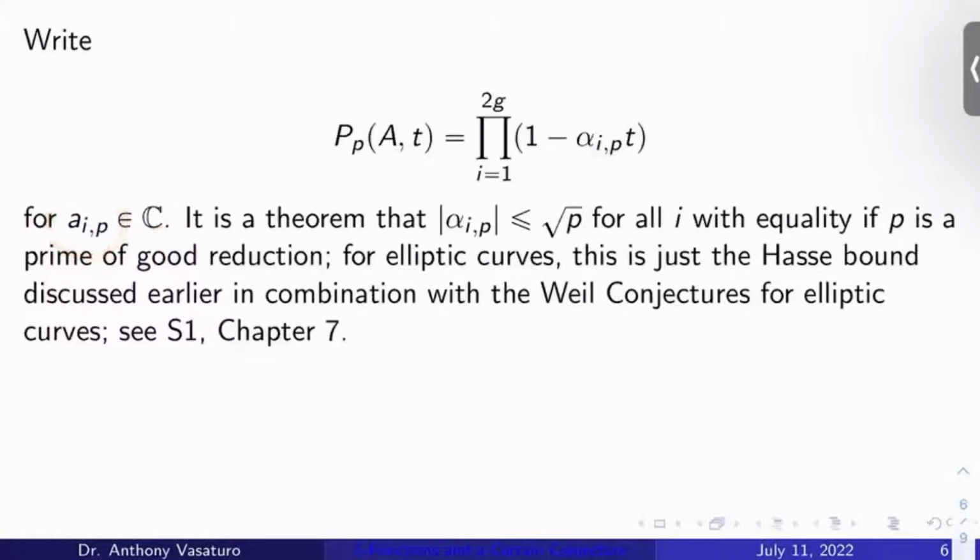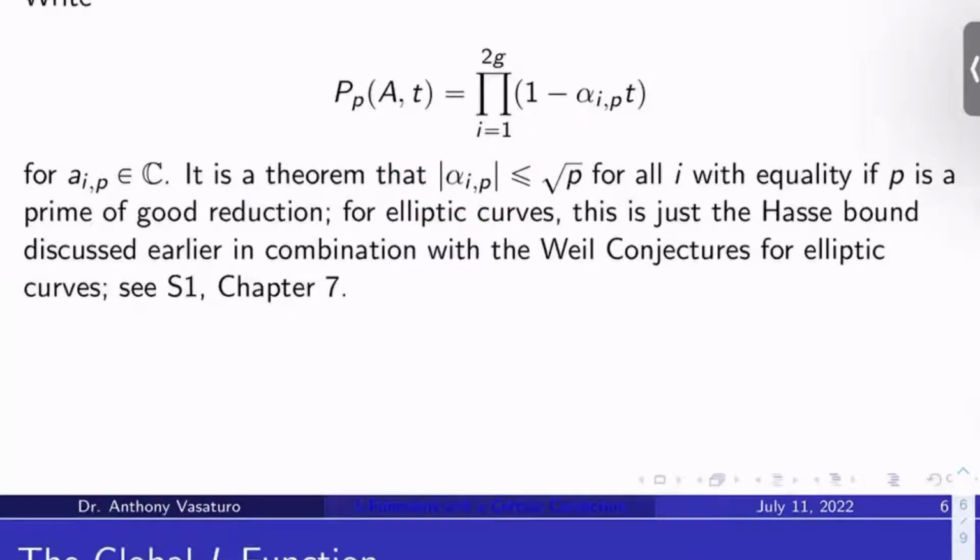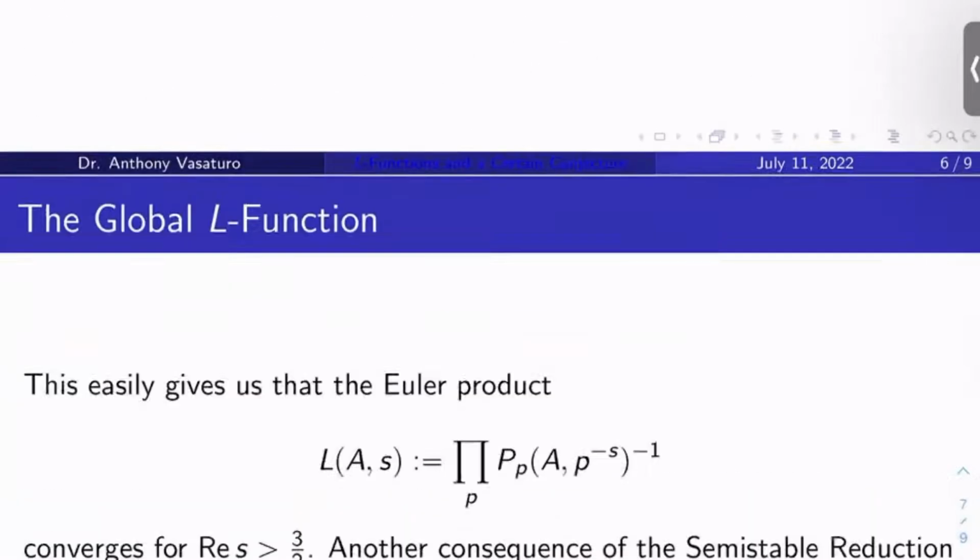It's a theorem that the, oh, this should be alpha, sorry. It's a theorem that the absolute value of alpha sub I p is less than or equal to root p for all I, with equality if p is a prime of good reduction for the abelian variety A. For elliptic curves, this theorem is just the Hasse bound combined with the Weil conjectures for elliptic curves, and this is all covered in Silverman 1, chapter 7. So we can actually get a handle on the size of these roots. These root coefficients, I guess you could say.